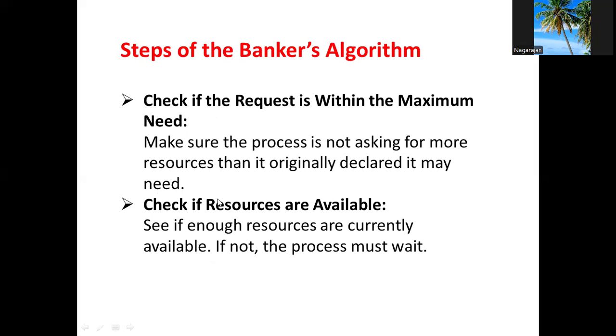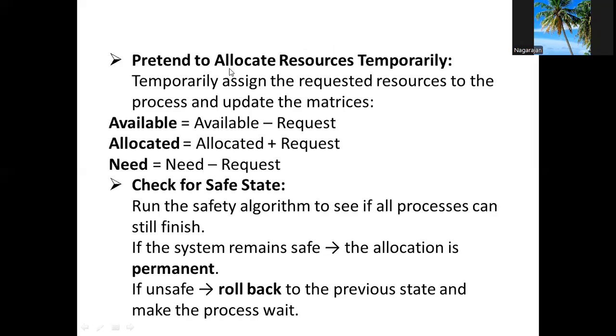The next step is to check if resources are available. That means see if enough resources are currently available. If not, the process must wait. Suppose the available is 5 and the resources requested are 6. That means 6 minus 5 is 1 short, so it has to wait for some time.